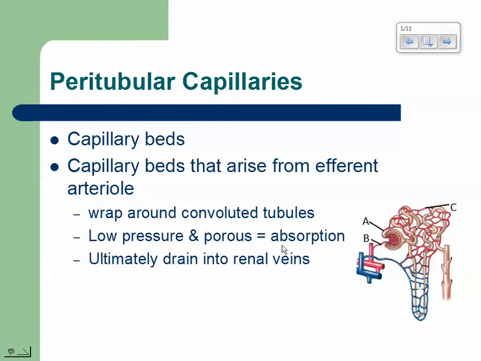So those pores and the fact that there's not a lot of pressure going on means things can easily be absorbed back into them. And then ultimately, once all that reabsorption's done, they're going to come back together. The web's going to sort of condense up, and it's going to leave through those renal veins and go back to the heart and start again.